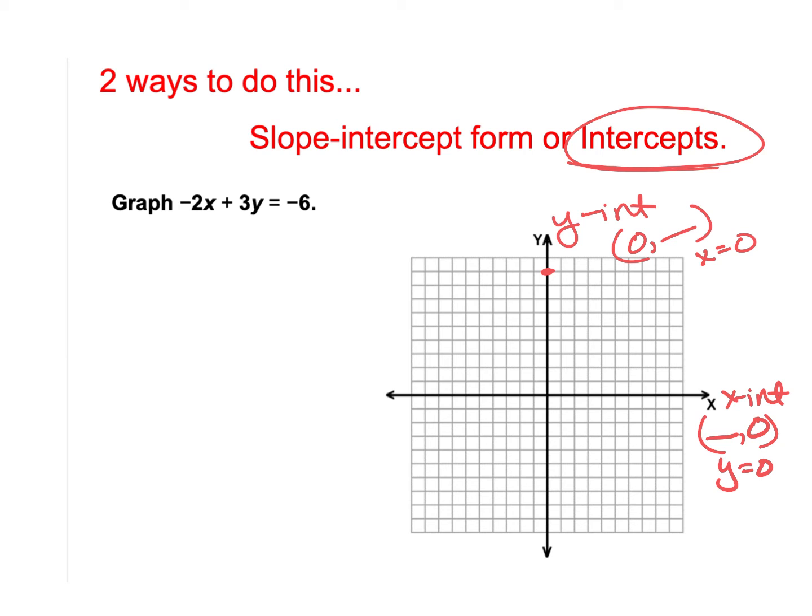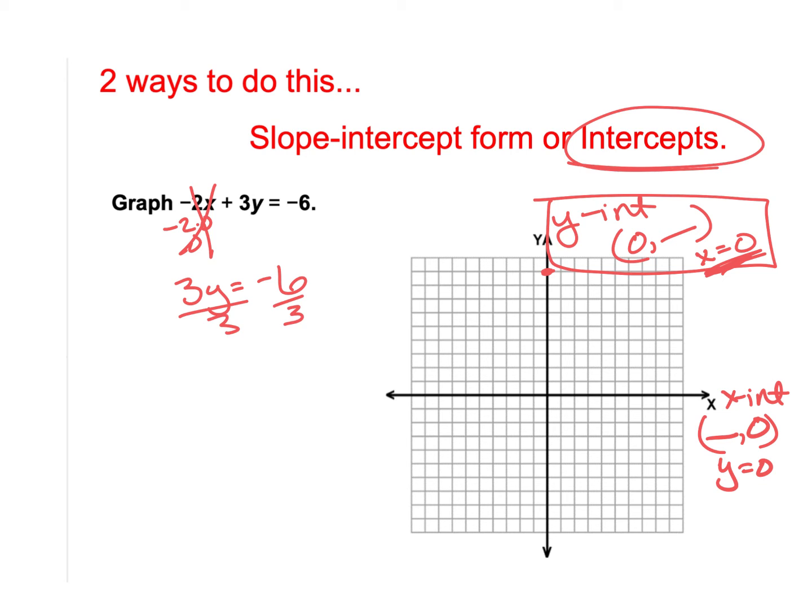So let's start with y-intercept, and we'll do that in red. Y-intercept, x equals 0. So I'm going to do negative 2 times 0, which gives me 0, which basically means this one cancels out. So then we would be left with 3y equals negative 6. Divide both sides by 3. Y would equal a negative 2. So we go to our y, we go down to negative 2, and there's our point for our y-intercept.